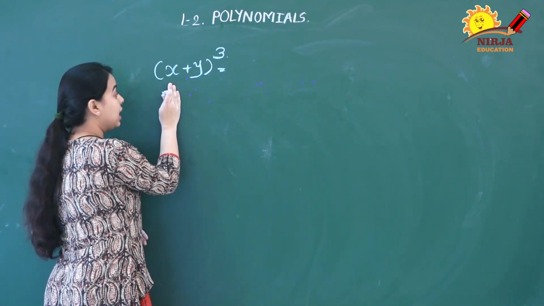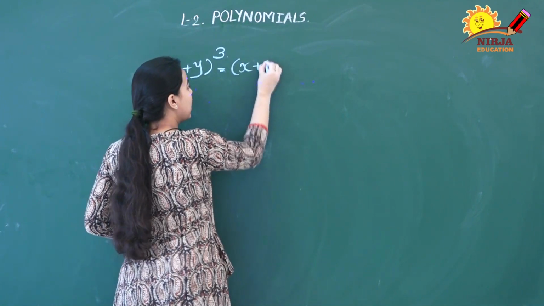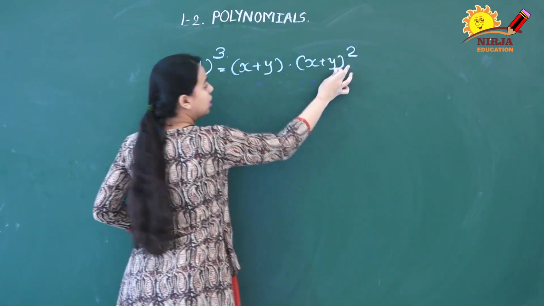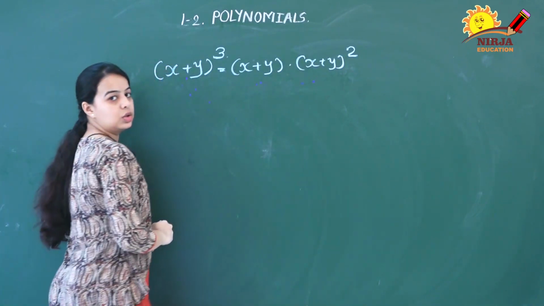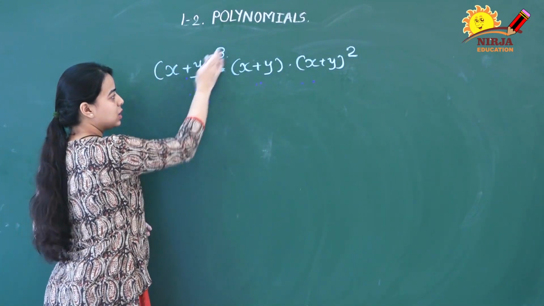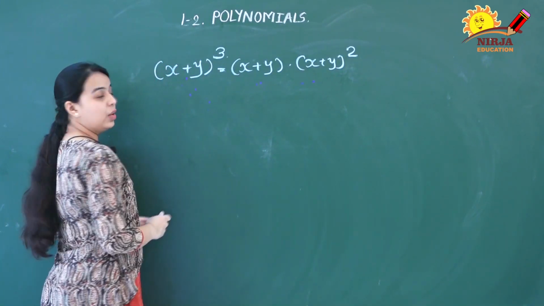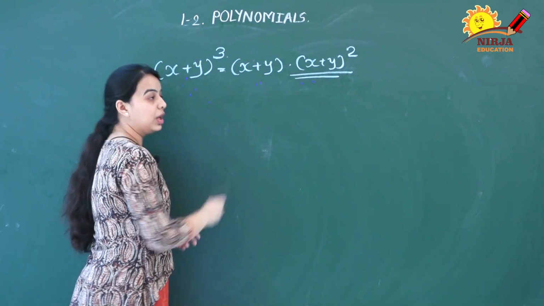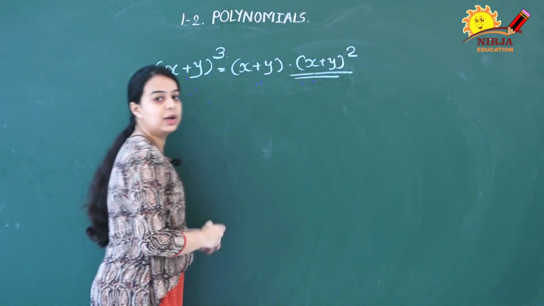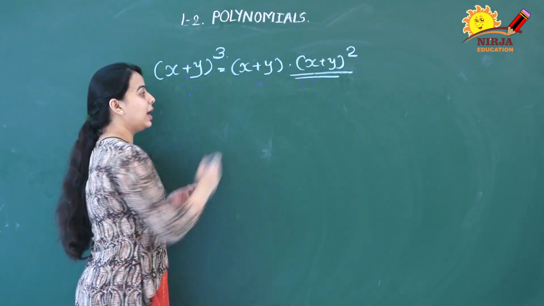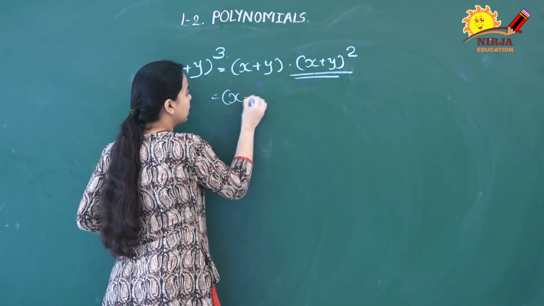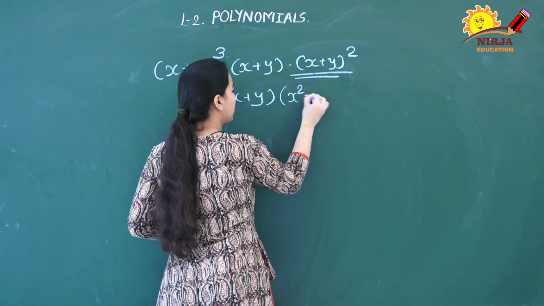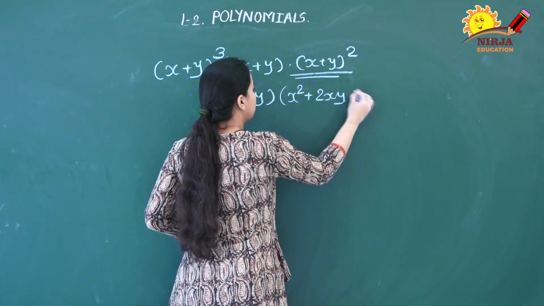If we rewrite it, we can write (x + y) multiplied by (x + y)², which becomes (x + y)³. Now here I am going to use an algebraic identity which we already know: (x + y)² is equal to x² + 2xy + y². Let's put it over here, in place of (x + y)² we can write x² + 2xy + y².